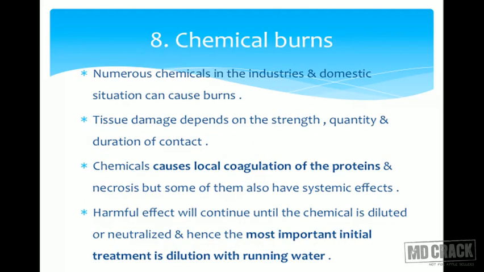Next we have got burns which are caused due to spillage of chemicals. Numerous chemicals in industrial and domestic situations can cause burns. Tissue damage depends on the strength, quality, quantity and duration of contact. Chemicals cause local coagulation of the protein and necrosis, but some of them also have systemic effects due to absorption. So chemical burns can cause coagulation and necrosis. So this is to be noted. Harmful effect will continue until the chemical is diluted and neutralized. Hence the most important initial treatment is dilution with running water.